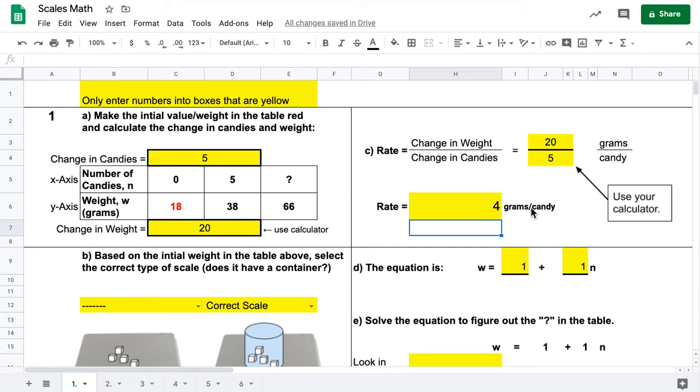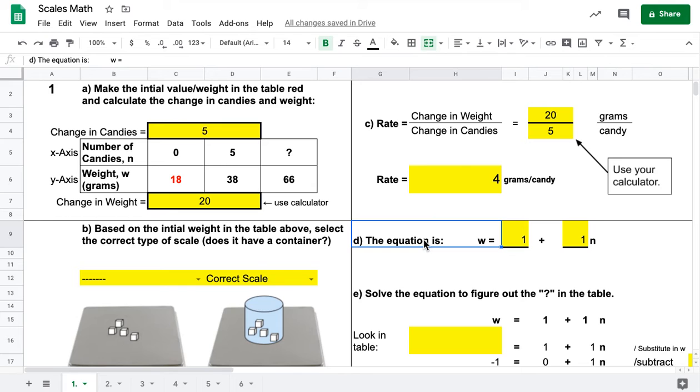Now I need to write the equation. So let's think about this. What's the initial value or initial weight of that scale? Well, it's the weight of the container, and the container weighs 18 because 0 candies weigh 18. So that's going to be 18. And then plus, because each candy makes it increase, and how much does it increase by? 4. Right? Remember, rate repeats. It's 4 grams for every candy.